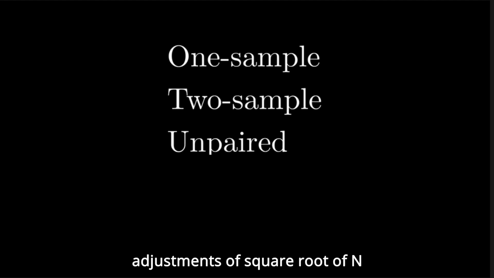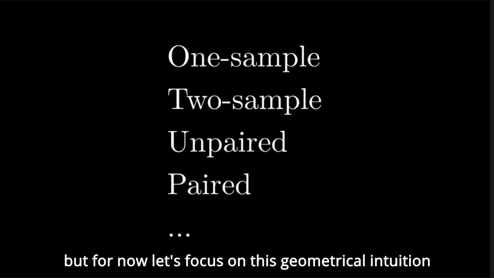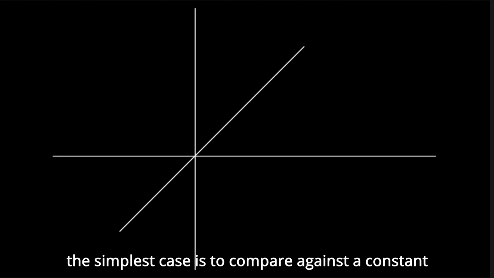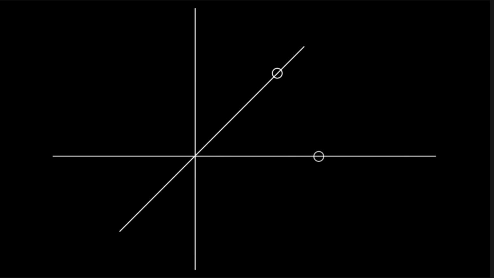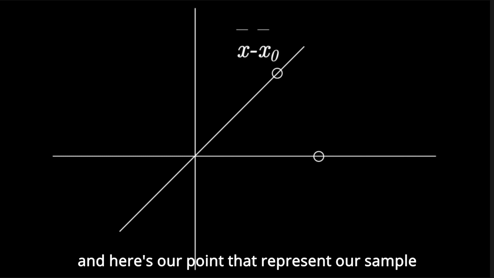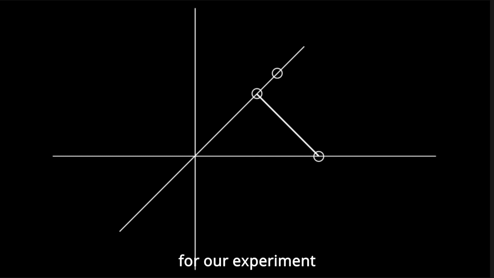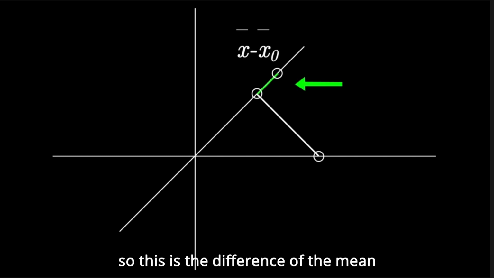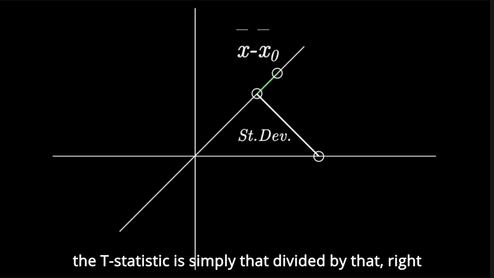There are multiple scenarios, adjustments of square root of n, and pay attention to degree of freedom. But for now, let's focus on this geometrical intuition. The simplest case is to compare against a constant. First, we find the point on our central line for the constant, because it compares against our mean. And here's our point that represents our sample. In the same way as before, we'll find the mean point on the central line for our experiment. So this is the difference of the mean, and this is the standard deviation. The t-statistic is simply that divided by that, right?